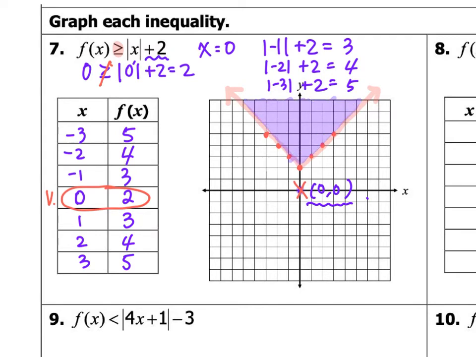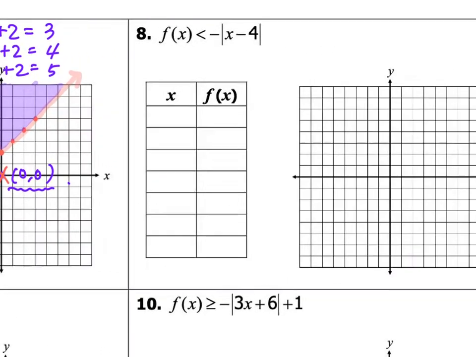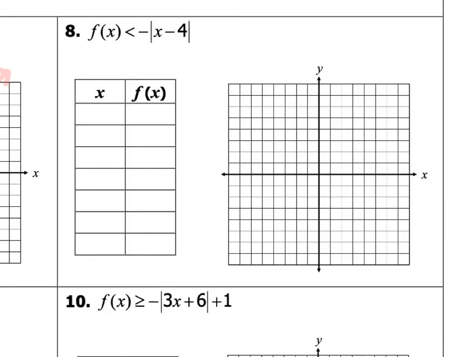All right, now let's move on to number 8. So number 8, what's inside of that absolute value? x minus 4 equals 0. So x equals 4. When x equals 4, y is 0. That's our vertex right here. And can you guess, guys, when you have a negative in front of that absolute value symbol, the graph should look like what? That's right, an upside down V shape.